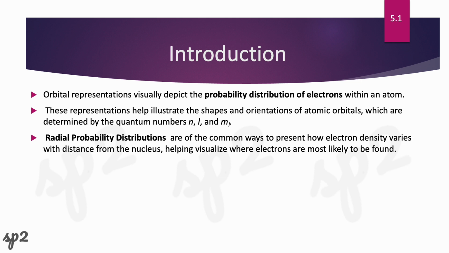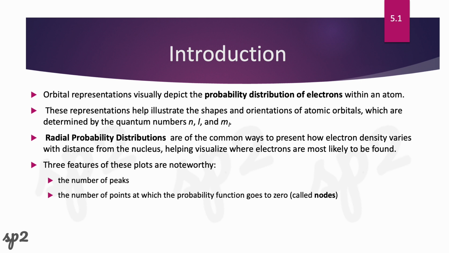The radial probability distribution is one of the common ways to present how the electron density varies with distance from the nucleus, which is pretty helpful to imagine where the electrons are most likely to be found. There are a few features of these plots that we have to be careful with. The first one is the number of peaks. We also have the points at which the probability function goes to 0, and we call those nodes. That means we have no chance to find the electron at those nodes. We can also get an idea of how spread out the electron distribution is, which gives us a sense of the size of the orbital.